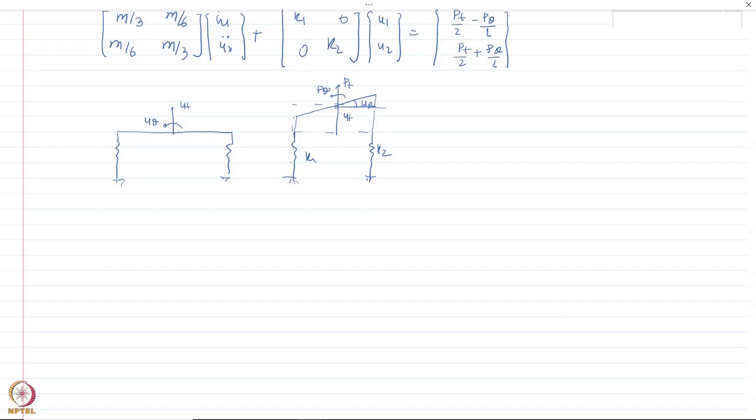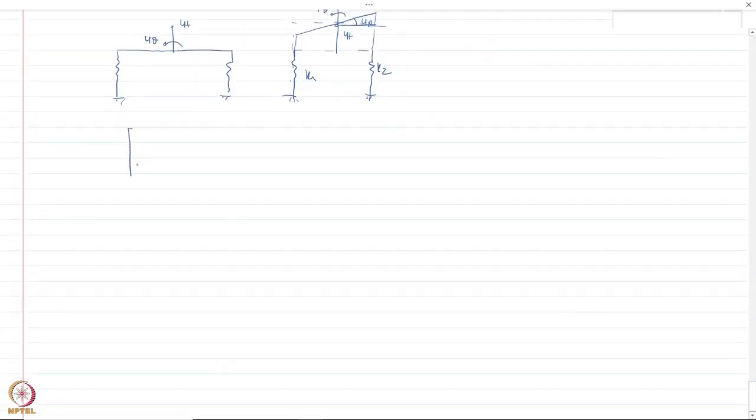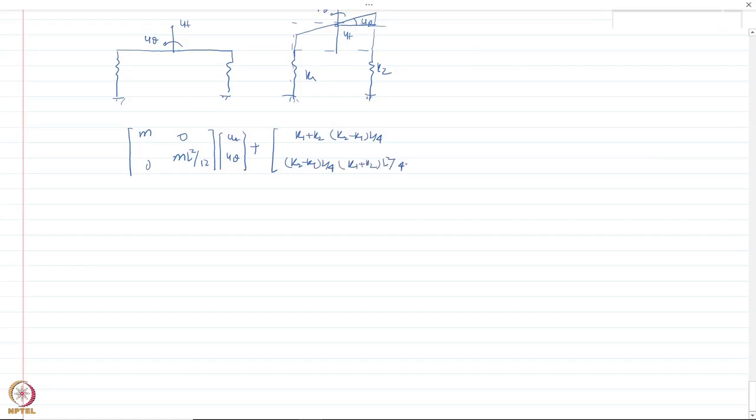You would get an equation of motion which is a little bit different, and I'm not going to solve this system. I leave it for you to solve, and let me just write down the final equation of motion. So we get m, 0, 0, m l square by 12 times ut and u theta, and then k1 plus k2, k2 minus k1 times l by 4, then k2 minus k1 l by 4, and then k1 plus k2 l square by 4, and u1 u2, and this is equal to pt and p theta.